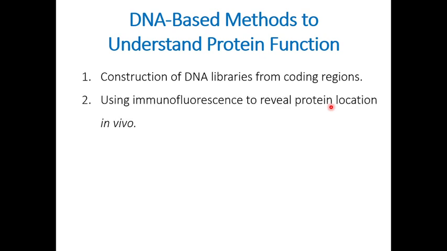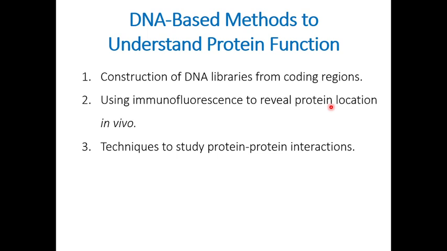Using immunofluorescence to reveal protein location in vivo, one can use antibodies that are fluorescently tagged. And these antibodies that are specific to a protein of one's interest can be utilized to reveal the location of that specific protein in a cell.